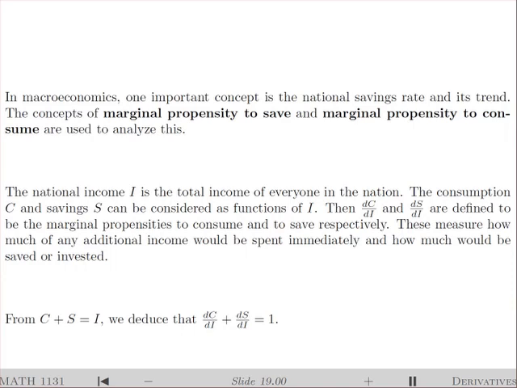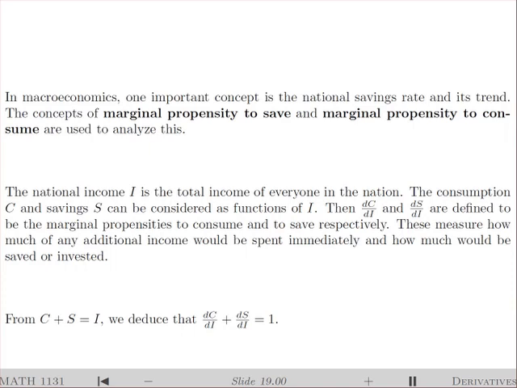So if you take the total income of everyone in the nation or the region, state, whatever the big economic entity is, then the fraction of the income that's used immediately for expenses is called the consumption function, and the amount that's saved for future expenses is called the savings. So if the income goes up by 1 unit, then a certain fraction will be used for immediate expenses, the rest is saved for future expenses.